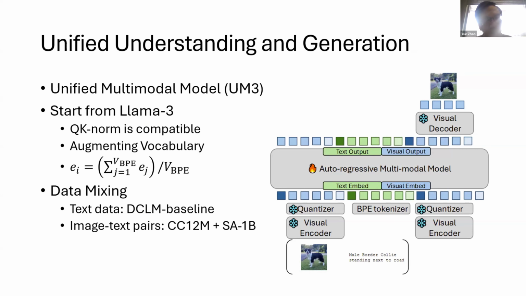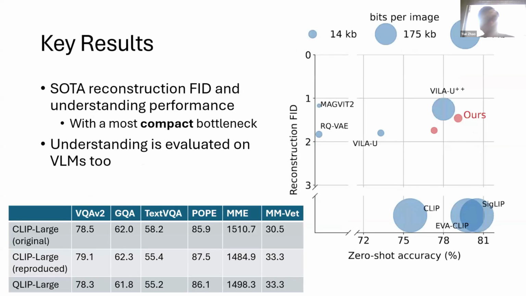And for the data mixing, we just mix the text data and the image-text pair data. So here are some key results that we can quickly go through. First of all, we show the state-of-the-art reconstruction FID result and understanding performance, measured by zero-shot accuracy, in 2 axes. This is never achieved by previous methods. We also show the size of the bottleneck using the size of the squares here, and QLIP is significantly smaller in terms of the size of the bottleneck.